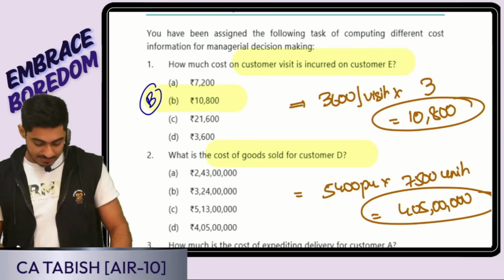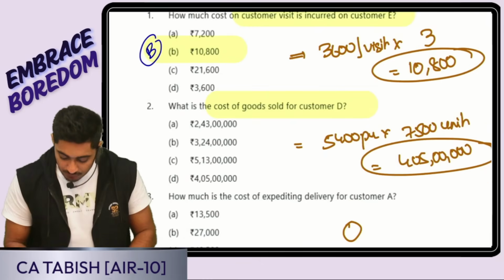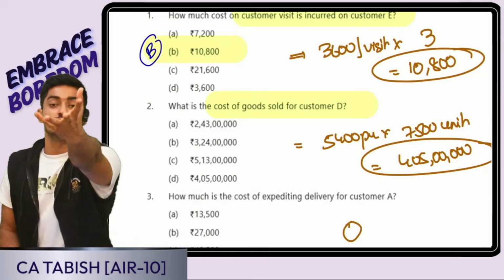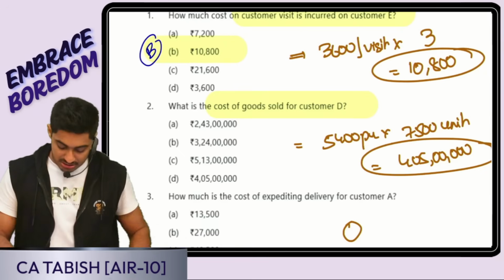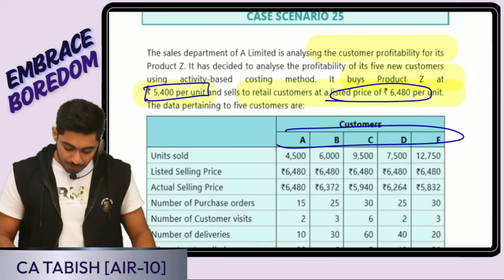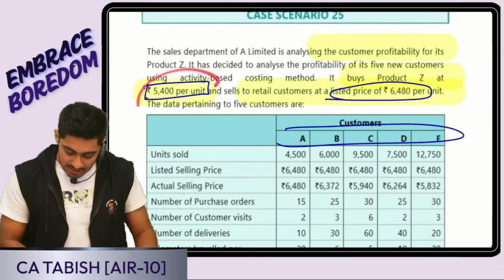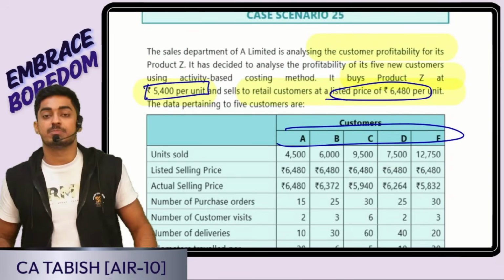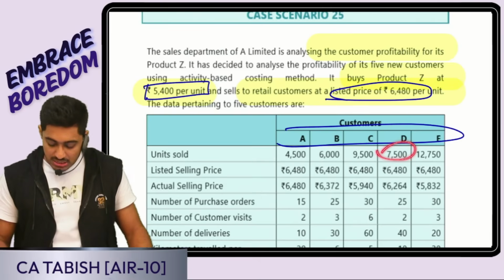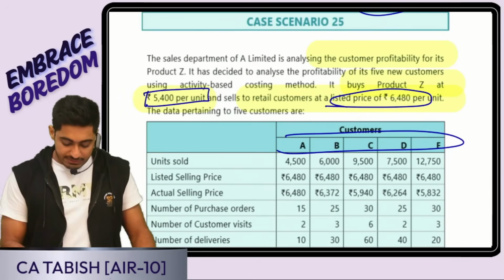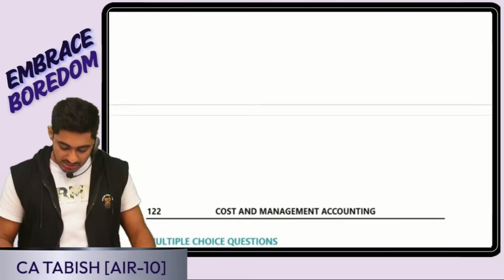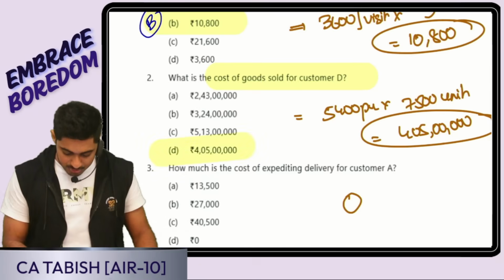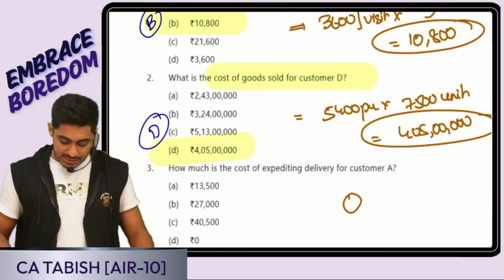As simple as that. Second, what is the cost of goods sold for customer D? That is the product cost. Now tell me, every product at what price am I purchasing? 5,400 I am purchasing. For customer D, in total how many units have I purchased and sold? 7,500. So it is 5,400 per unit into 7,500 units, which comes to 4 crore 5 lakh. Option number D.